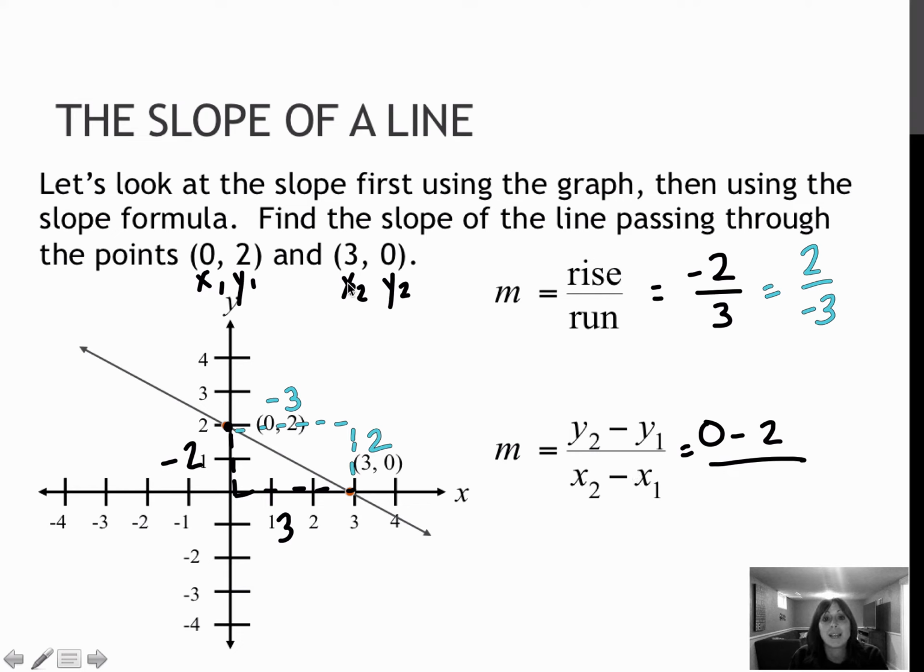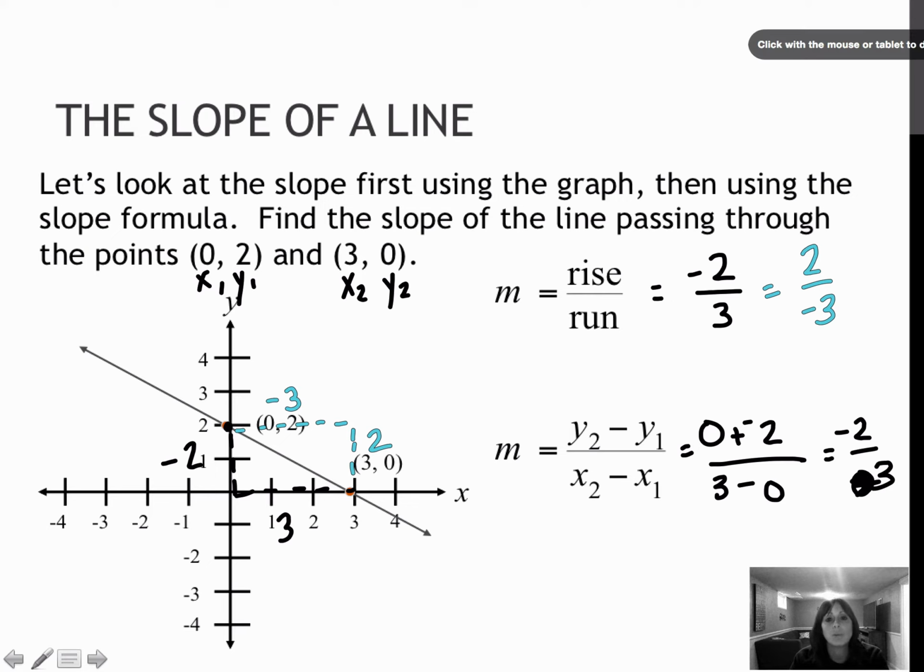x2, which means my second x, is 3, and x1 is 0. 0 minus 2, I'm going to keep flip change to get negative 2. 3 minus 0, oops, is not 0. 3 minus 0 is 3, and so I get the same slope of negative 2 over 3.